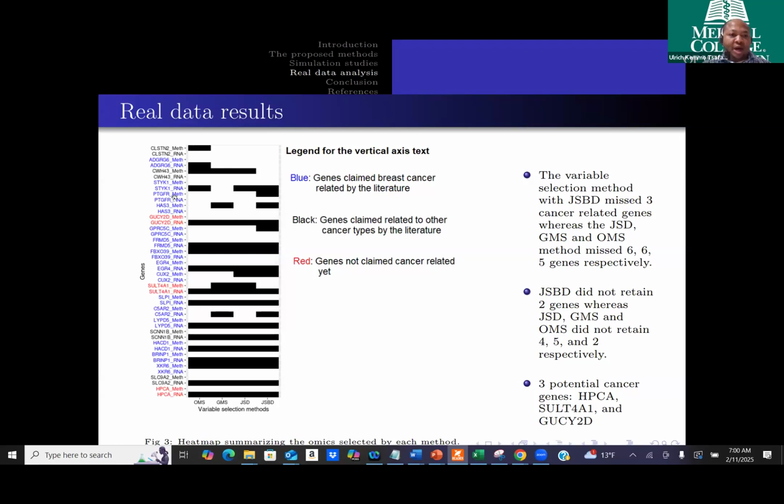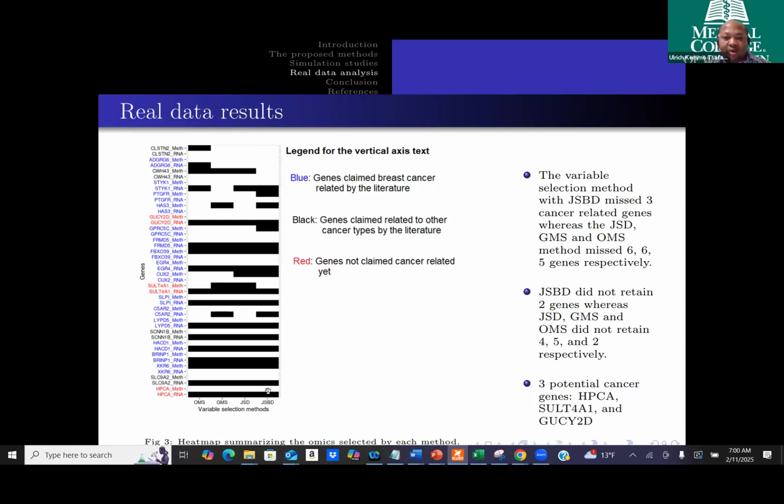In blue here, we have the genes that are claimed by the literature to be related to breast cancer. In black, you have the genes claimed by the literature to be related to other types of cancer. And in red are the genes that are not yet claimed by the literature to be related to cancer. So the take-home message here is that first, the proposed method selects only 3 cancer genes when the other methods select more than 5 cancer genes.